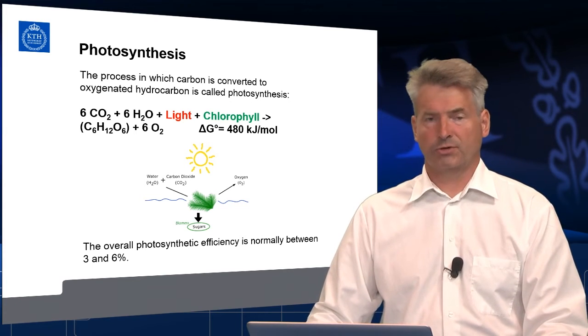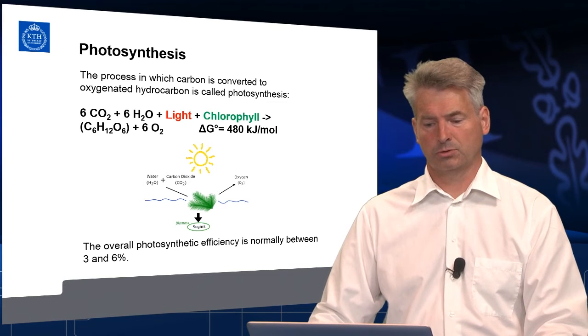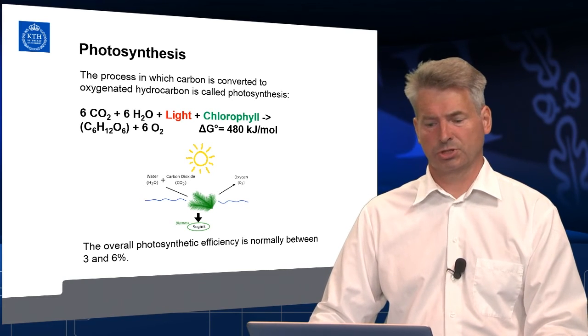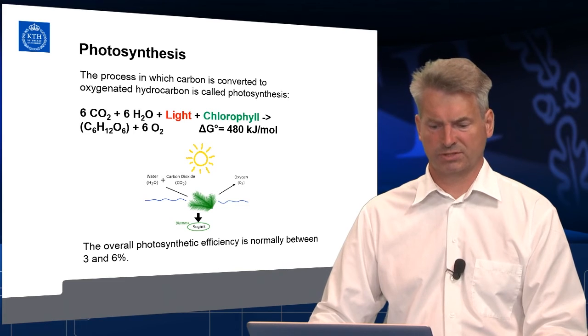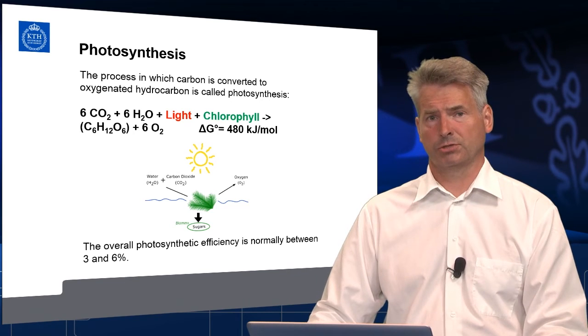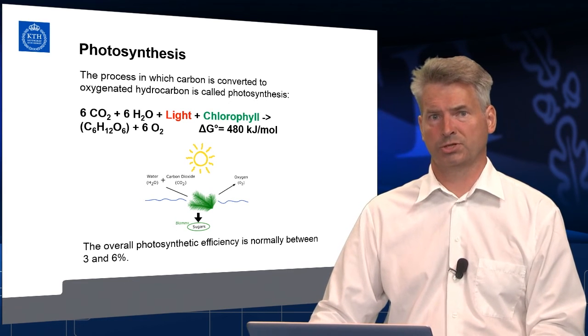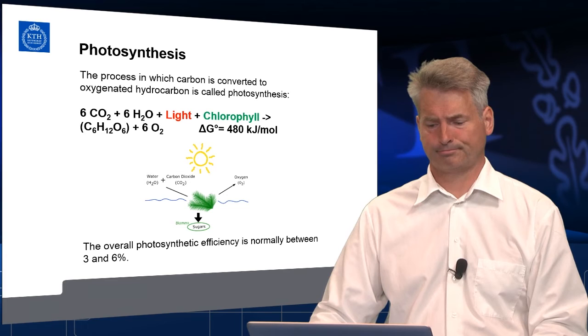And there are several reasons for this low efficiency: some light is not absorbed into the leaves and so on. And you also have transpiration in the biomass, which means that some of the energy is used directly in the biomass.